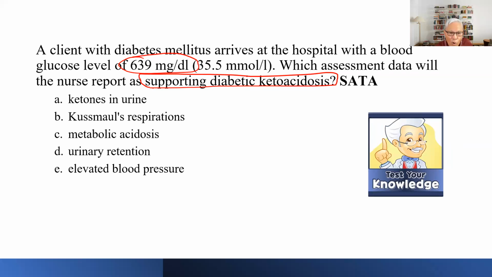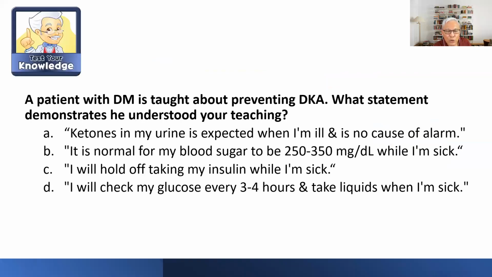Okay? So always answer on the basis of what you see in the question, because they're asking you what supports ketoacidosis. Ketoacidosis is the presence of ketones in the blood, and ketonuria is the presence of ketones in the urine.